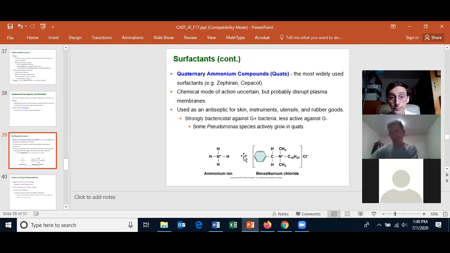All right? Now there's an ammonium ion, and the quats have that ammonium ion on the quat. Benzalkonium chloride is an example, and the ammonium could be attached to this side here.